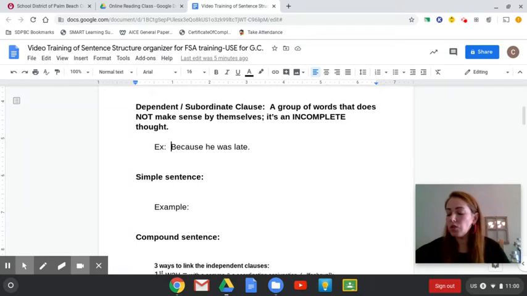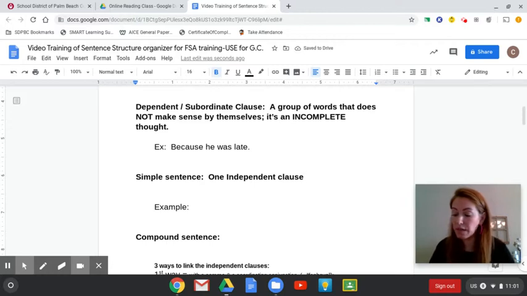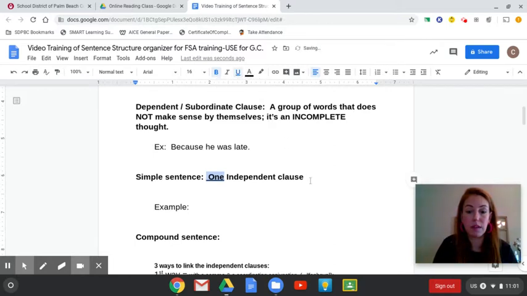Okay, so a simple sentence. A simple sentence is just one independent clause. Write that down in your notes. Simple sentence is one independent clause. You can even underline 1 if you want to. Okay, 1 independent clause.